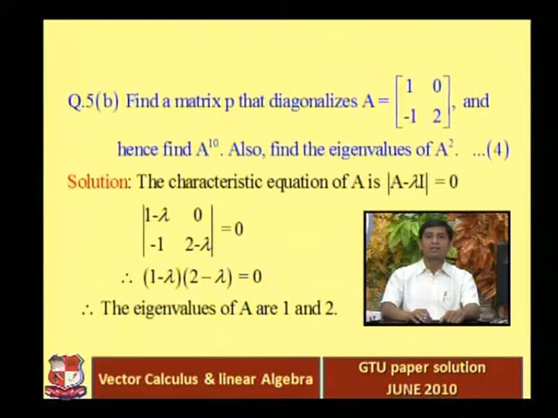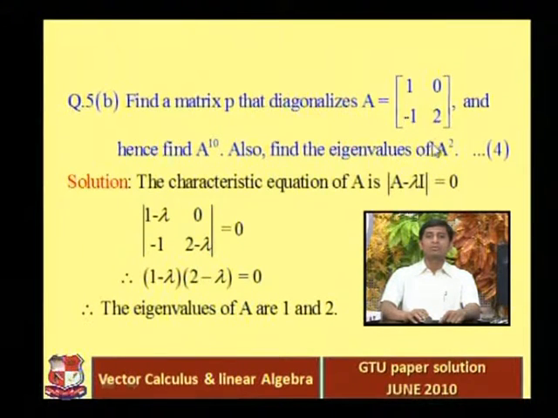First of all, let us try to understand the question. You want to find the matrix P that diagonalizes this matrix [1 0; -1 2], and hence find A raised to 10. Finding A raised to 10 directly is quite difficult, so for that we find eigenvalues and eigenvectors. Using the eigenvectors we can find the matrix P which diagonalizes this matrix, and using that matrix we will get A raised to 10. So let's see how we solve this question. Also we want to find the eigenvalues of A square, and that is quite easy.